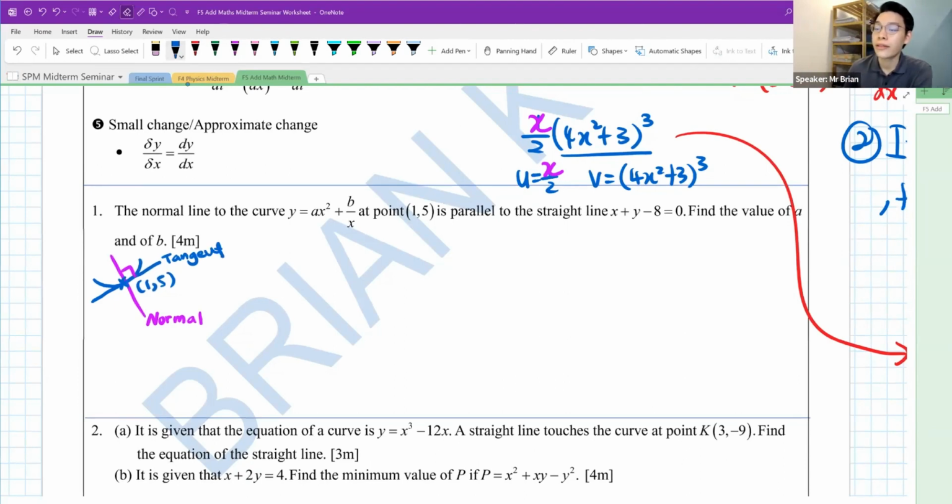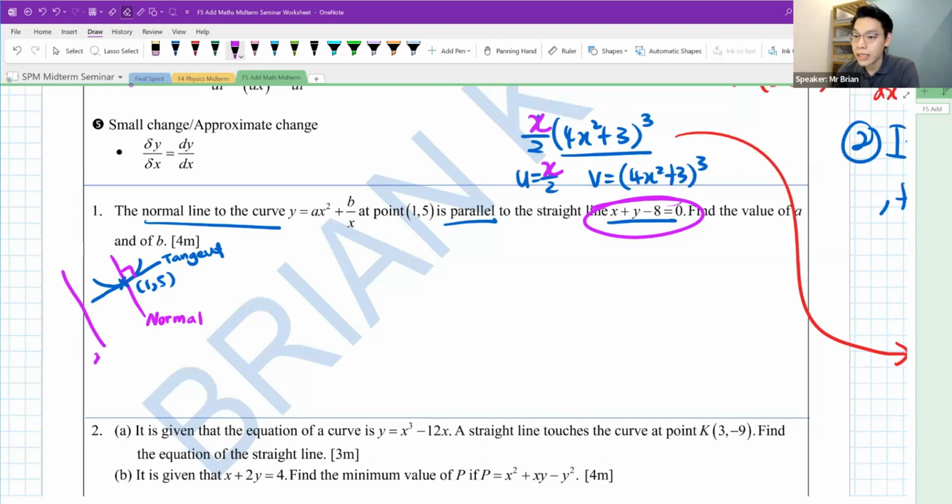Okay, so we read again. The normal line is parallel to this straight line. The normal line is parallel to a random straight line here. We've got one straight line called x plus y minus 8 equals to 0. I think drawing it helps. So it is parallel to the normal.